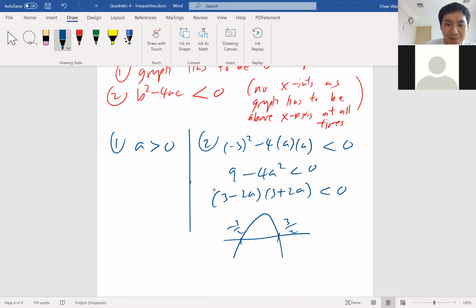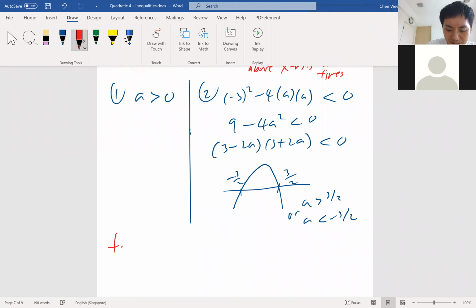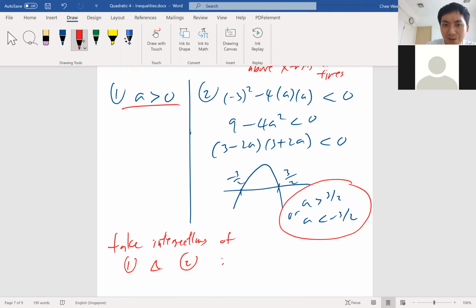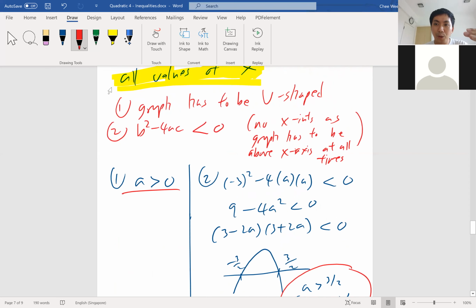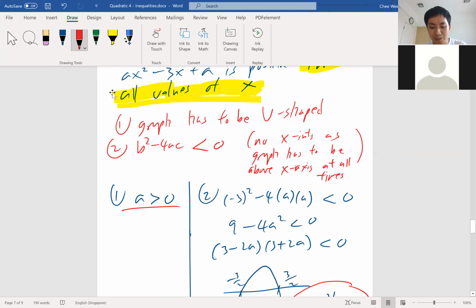By right, you will still say a is greater than 3 over 2, or a is less than minus 3 over 2. Then you reject it. Then we'll say take the intersection of 1 and 2. This is an OR, but now it's 1 and 2, meaning both must be satisfied simultaneously. So the net intersection must be this. But the point is you must understand the idea, the wording of the question, and how it tags to the graphical situation interpretation.